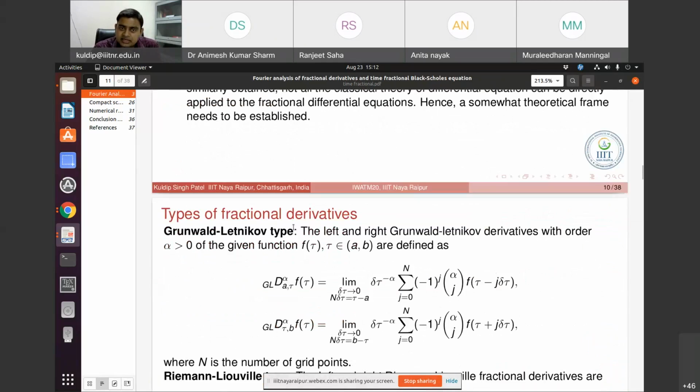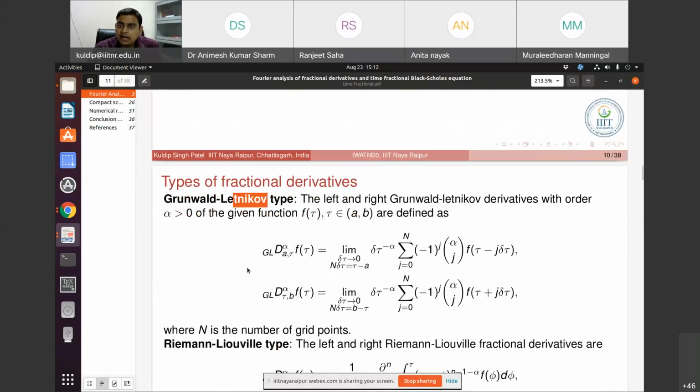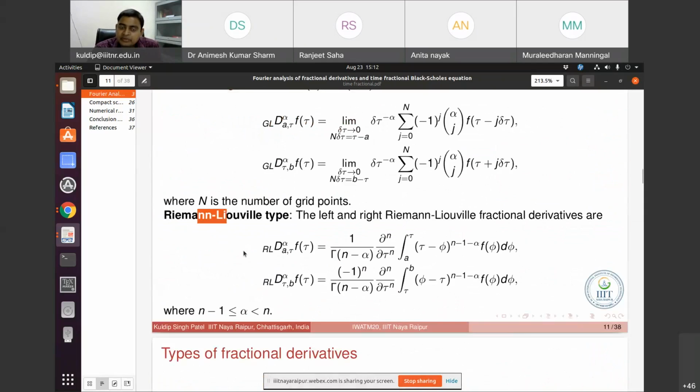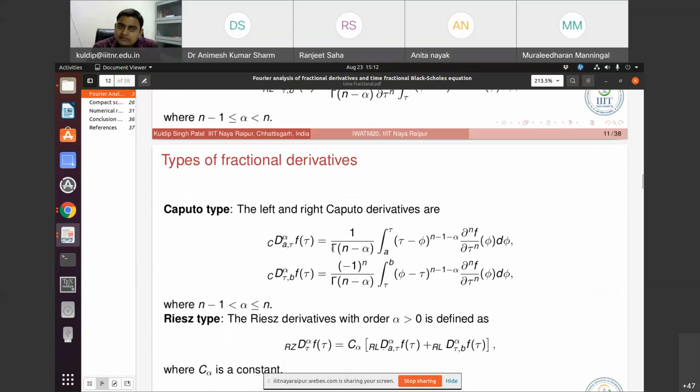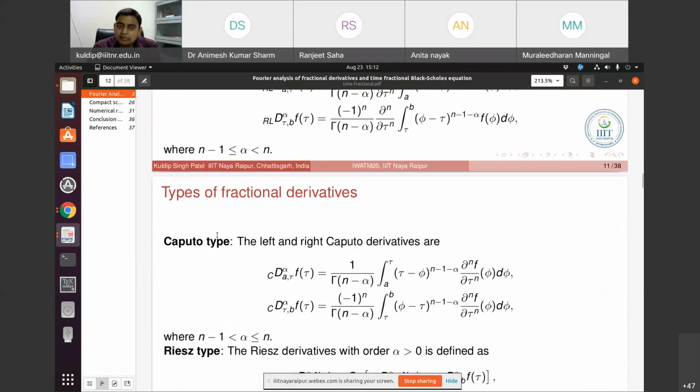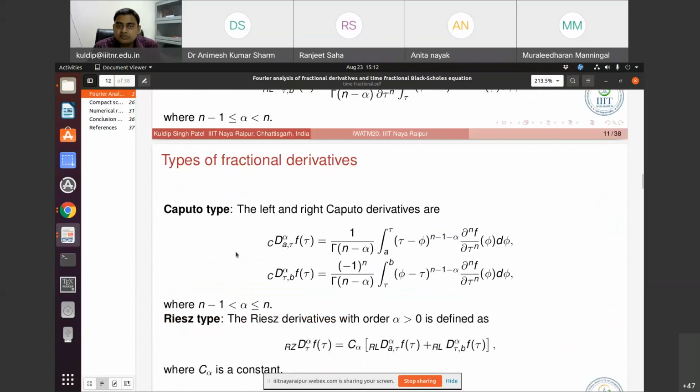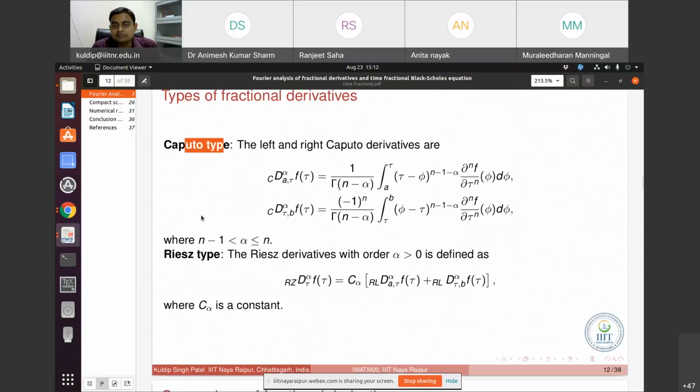Ma'am has said a lot about the types of fractional derivatives: the Grunwald-Letnikov type, left and right derivatives, and the Riemann-Liouville type. My point is that I'll first discuss the fractional derivative, and mainly I'll discuss option pricing: how it leads to option pricing and how numerical methods can be applied. Ma'am has already explained the Riemann-Liouville type and Caputo type. I worked only on the Riemann-Liouville type, so I'll be showing that, and I'll also show one example for the Caputo type.